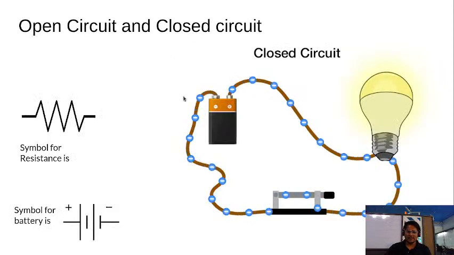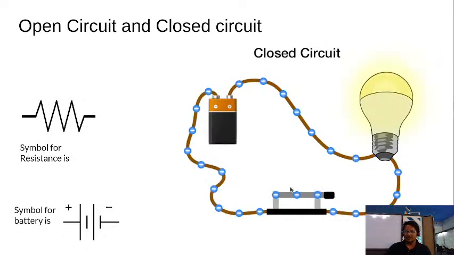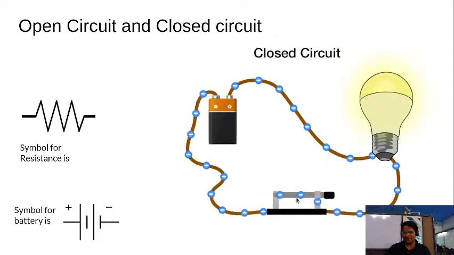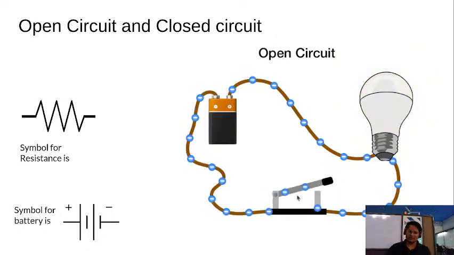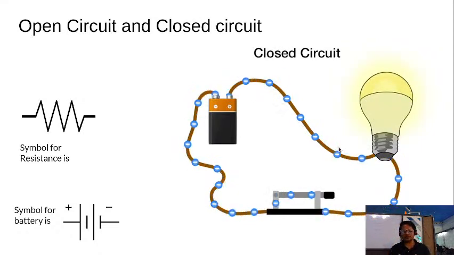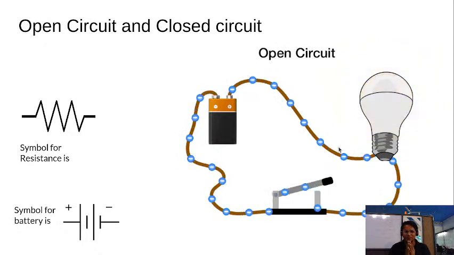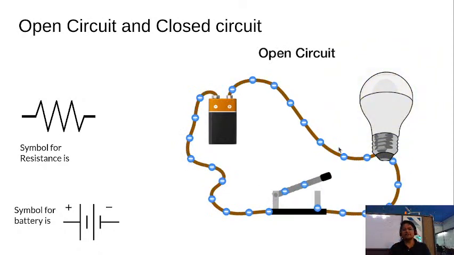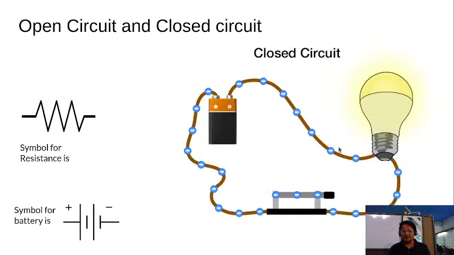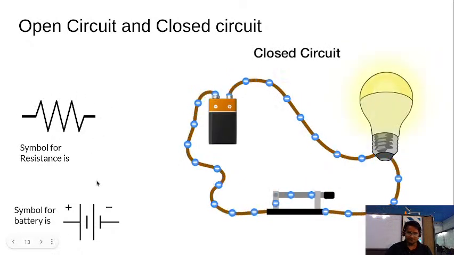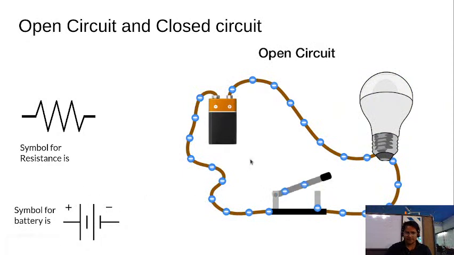You can see again here, whenever the switch is pressed, the circuit is getting closed. Whenever the switch is not pressed, it is an open circuit. In a closed circuit, the bulb is glowing because the conducting path has to be closed. If the conducting path is not closed, then it is called an open circuit. If the conducting path is closed, then it is called a closed circuit. And this is the symbol of resistance which we will be seeing in the circuit diagram. And this is the symbol of a battery.